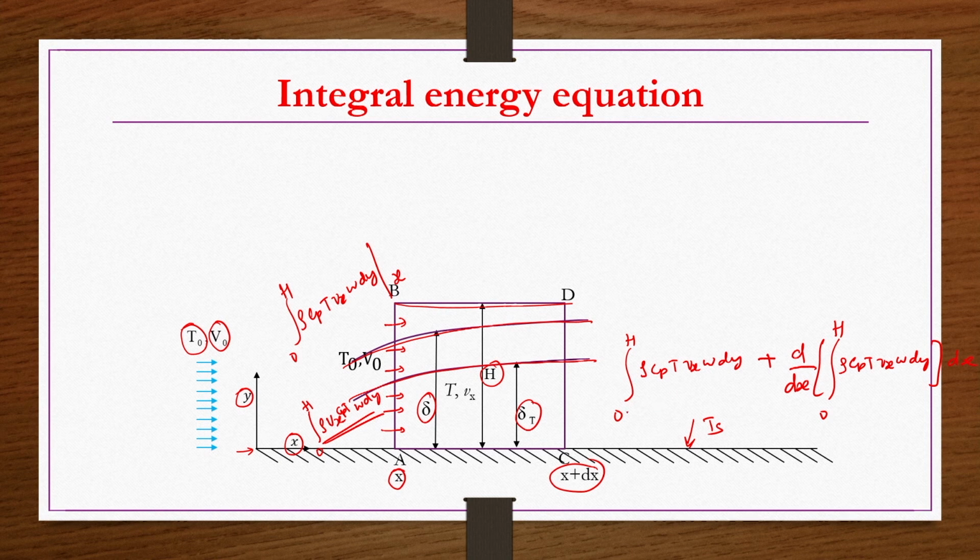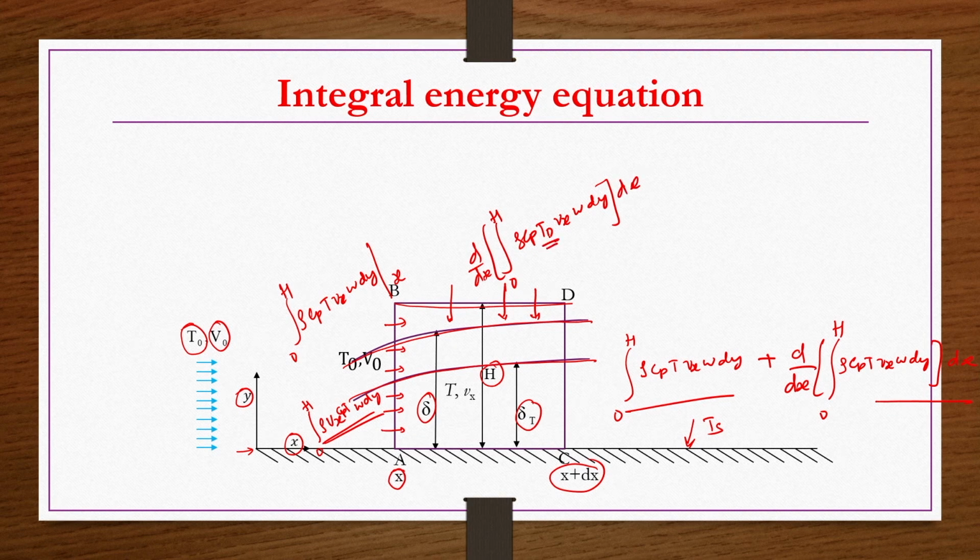Right. So, this is entering and then plus this much of change is occurring, so that overall is going out. How much heat is entering through the BD plane? That would be integral 0 to h rho Cp T naught Vx W dy and then d by dx of this one.